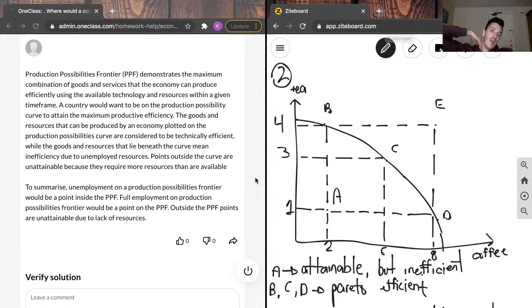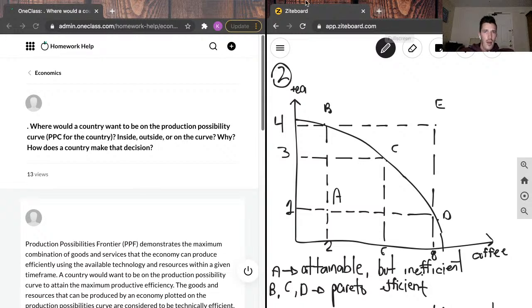So if unemployment was inside the curve and full employment was the curve, then maybe to get to point E, we would have to have technology increases so that each person would become more productive, or we would maybe need to bring in more labor so that there were more people working, and that would push the curve outwards. Trying to think if I have anything to add to that.